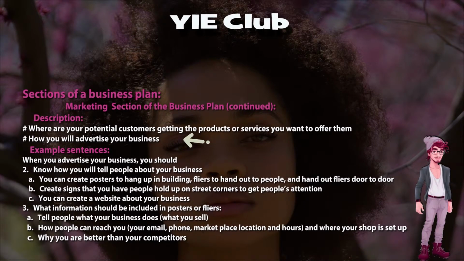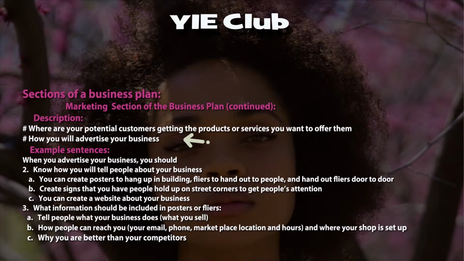In your marketing section of the business plan, you're going to be talking about advertisement. And in the advertisement, you're going to be talking about how you're going to advertise and what information you are going to include in your advertisement. So in regard to how you are going to advertise, you can talk about putting posters up in buildings, handing out flyers to people who walk by you, or you can put flyers in different people's doors or on people's cars. You can also create signs that you have people hold up on street corners to get people's attention, or you can create a website about your business.